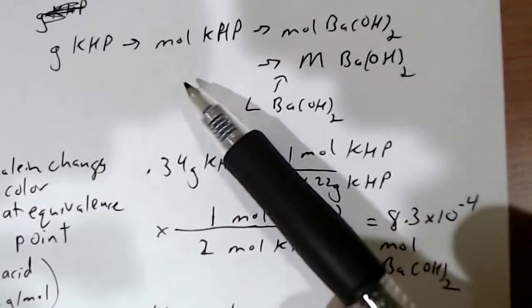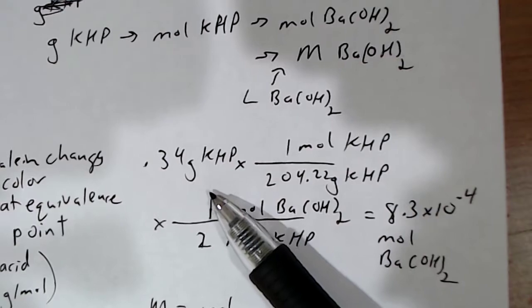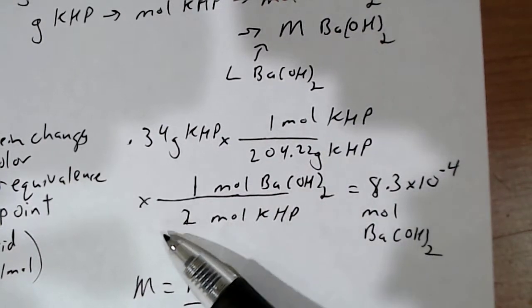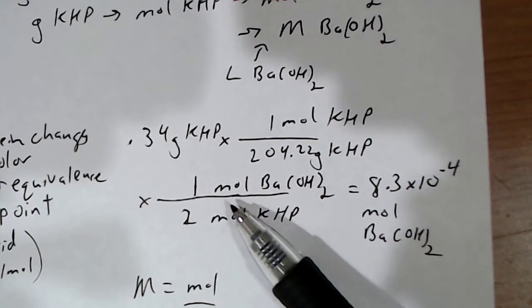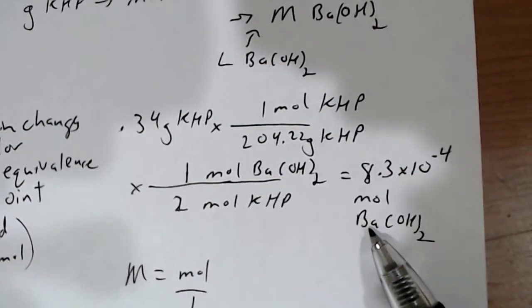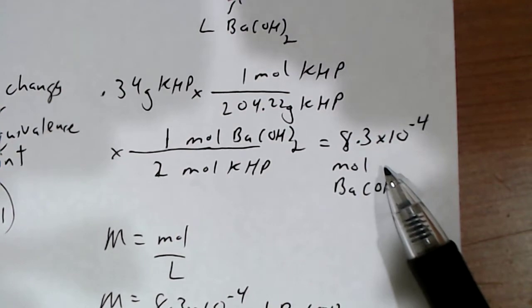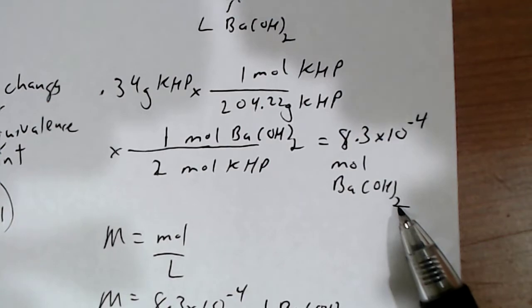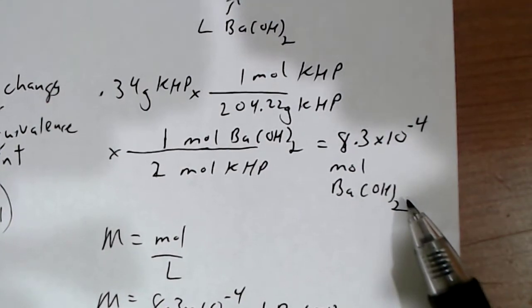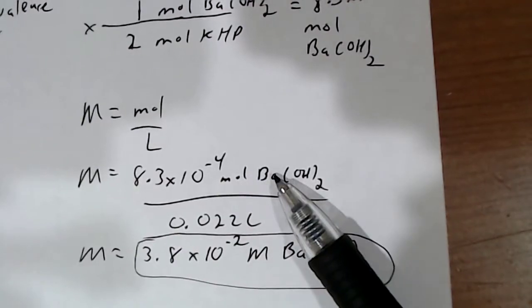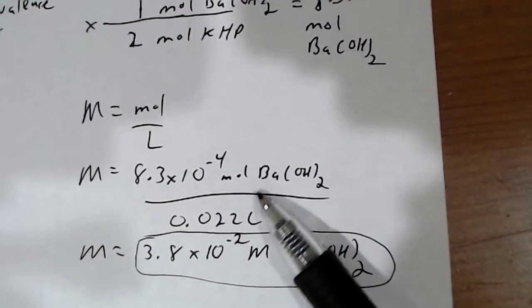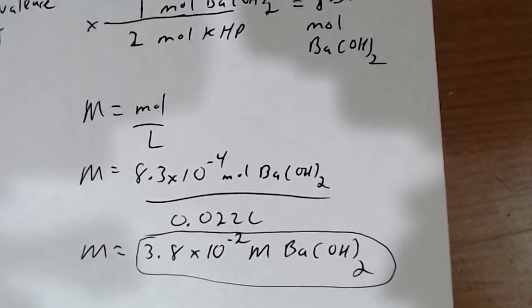Okay, so kind of going through that math again, we had 0.34 grams of KHP, which had a molar mass of 204.22 grams per mole. So we knew the number of moles of KHP, and then we knew for every 2 moles of KHP, there was 1 mole of barium hydroxide present. So we had dripped down into the solution at the bottom that many moles of barium hydroxide. But we added those moles of barium hydroxide in 22 milliliters or 0.022 liters. So therefore, this was the molarity of that barium hydroxide solution.